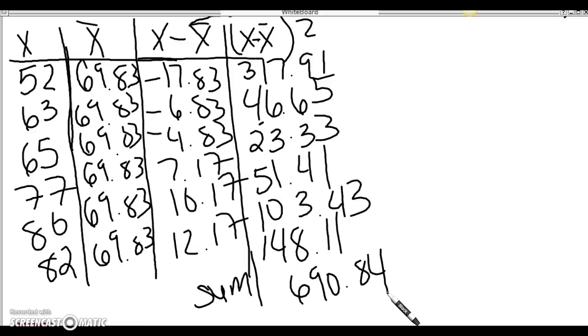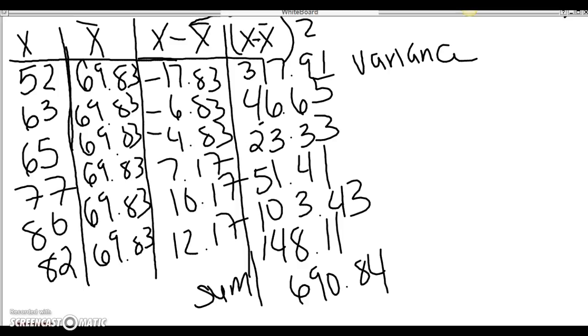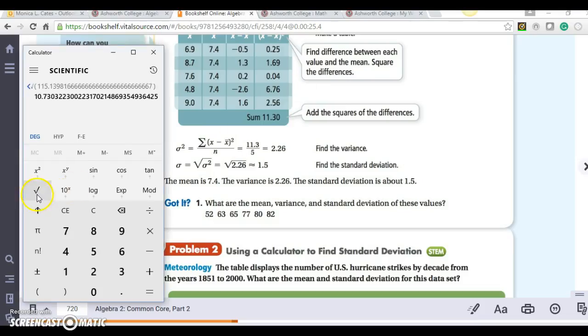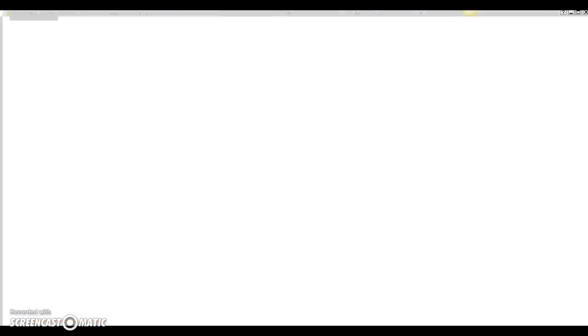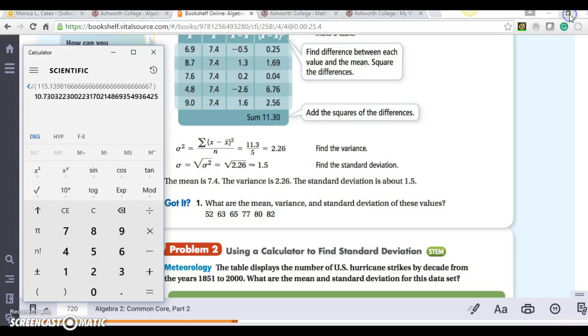Okay, and now to find the variance, I just divide that by 6. So let's do that, divide by 6, and I get 115.14. And the standard deviation, I take the square root of that, and I get 10.73. Those are some pretty large values, but those are our values nonetheless. I hope this helps.